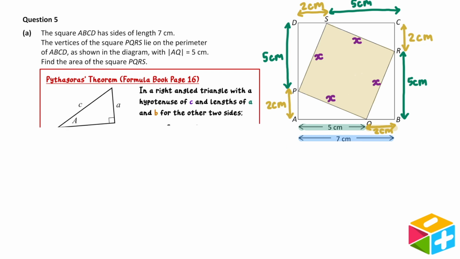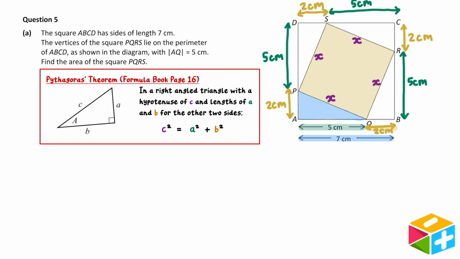To find the value of x, we can use Pythagoras' theorem. This states that in a right-angled triangle with a hypotenuse of C and lengths of A and B for the other two sides, C squared is equal to A squared plus B squared.